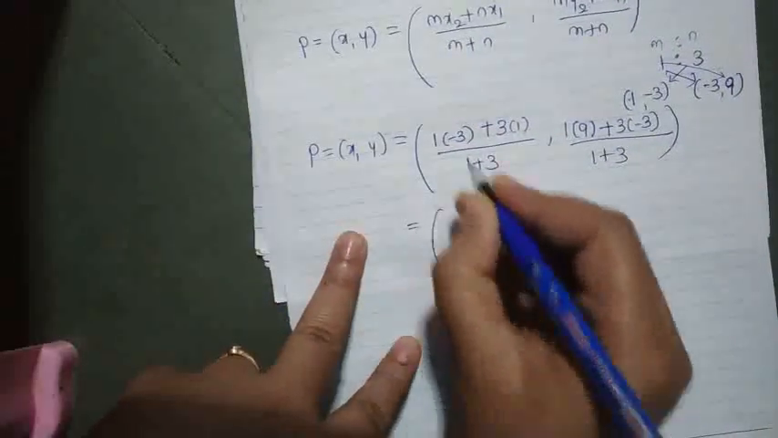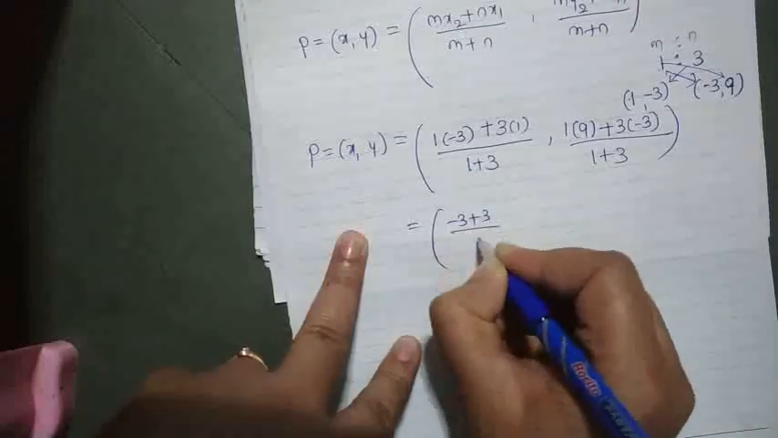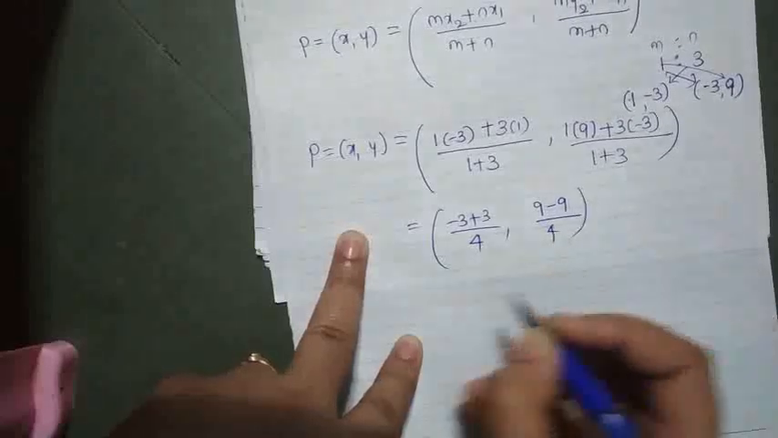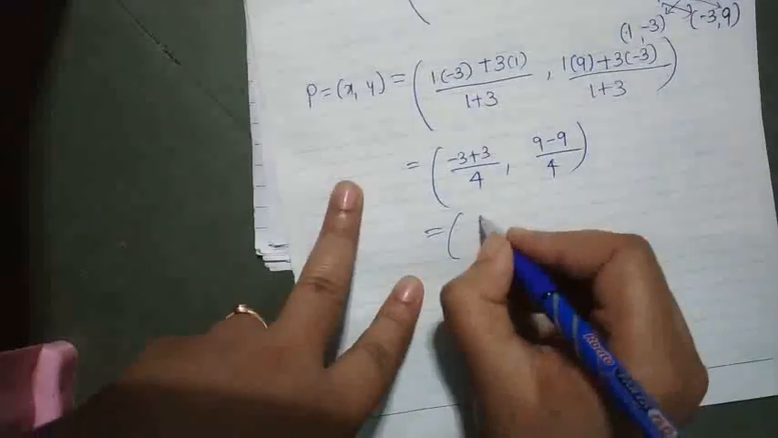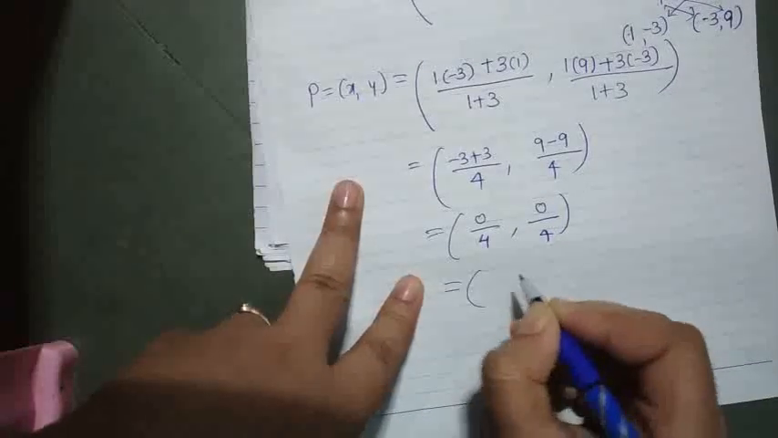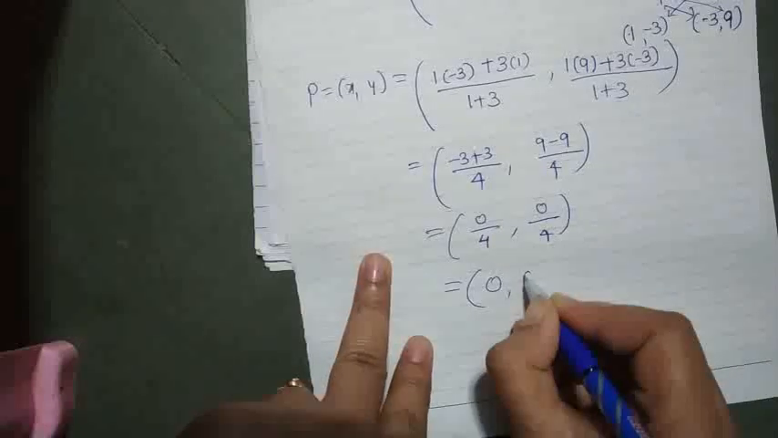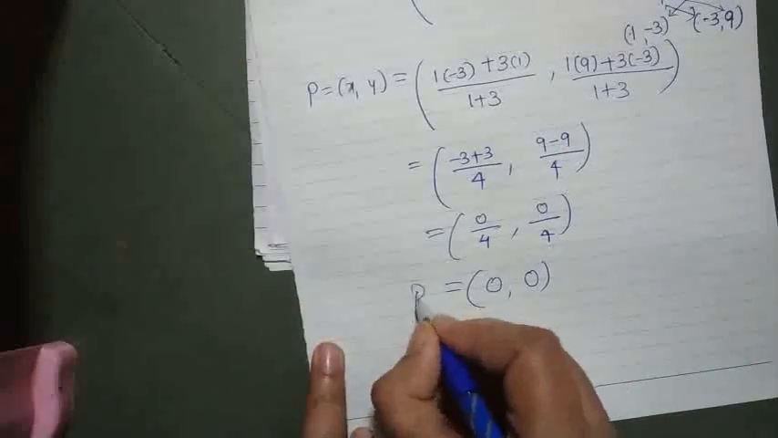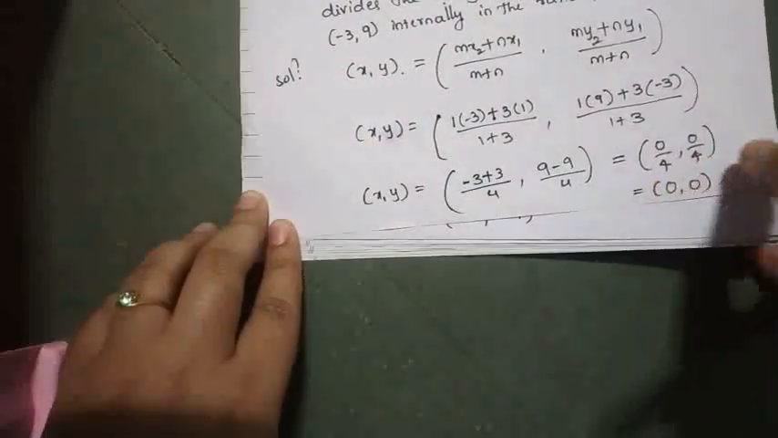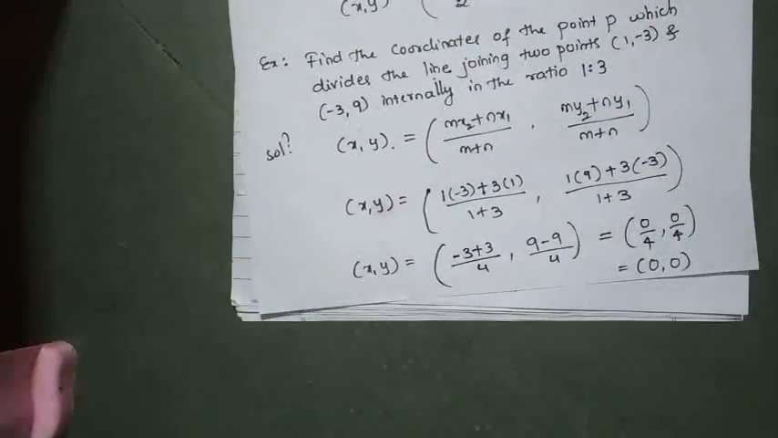So this is equal to minus 3 plus 3 divided by 4, 9 minus 9 divided by 4. So this is 0 by 4 and this is also 0 by 4. So 0 by anything is 0. Coordinate of the point P which divides the line segment joining 2 points is 0, 0. Okay. Next example.